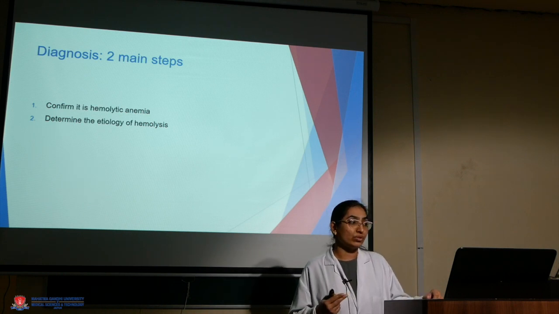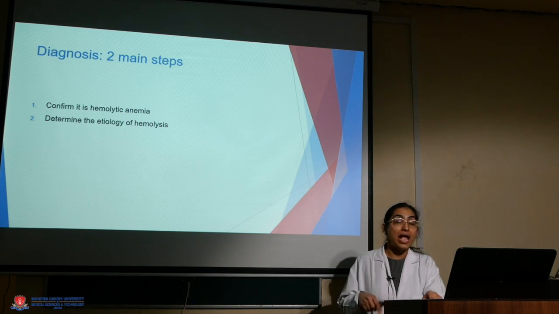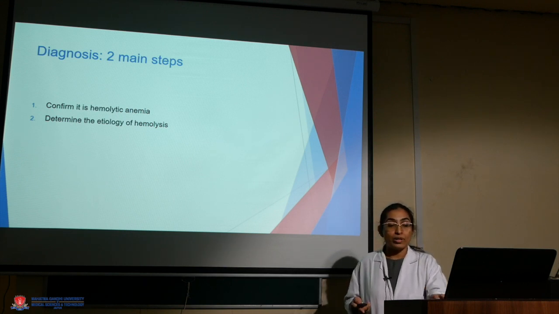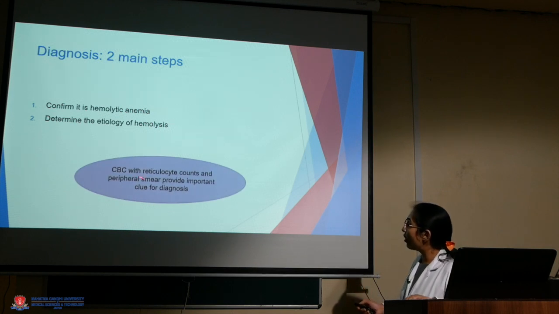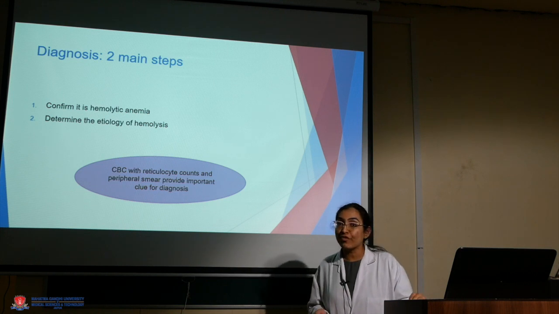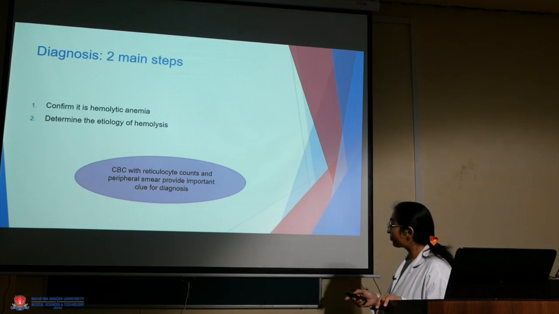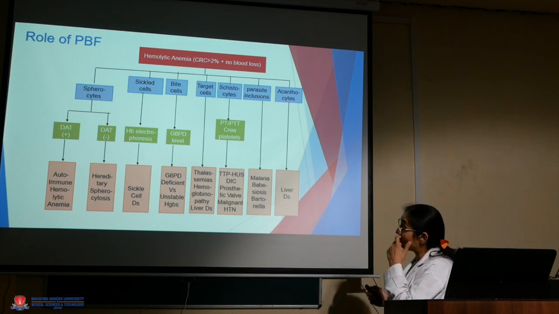There are two important steps in diagnosis. First, you need to confirm whether hemolysis is there or not, and the second step is to determine the etiology. So CBC with reticulocyte count and peripheral smear provide important clues to the diagnosis of hemolytic anemia. So what do we do next? In hemolytic anemia, the retic count is more than 2%. You don't find any history of any site of blood loss.